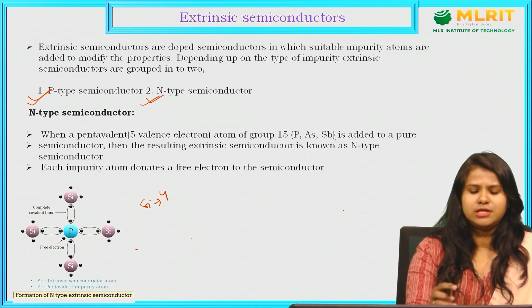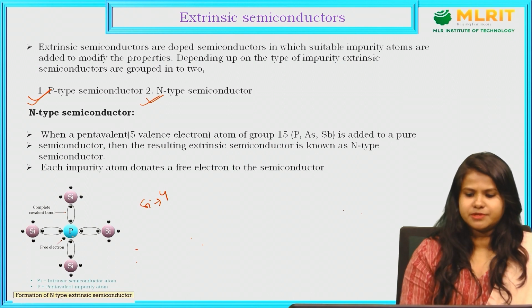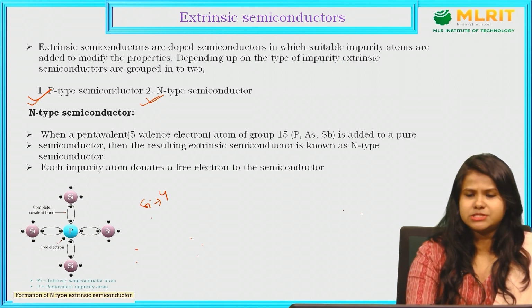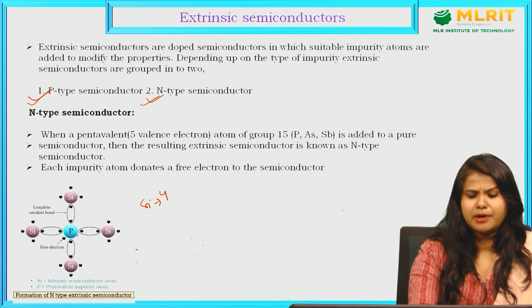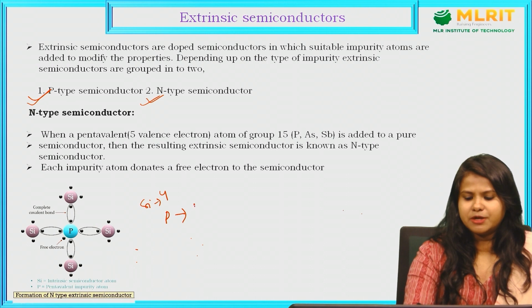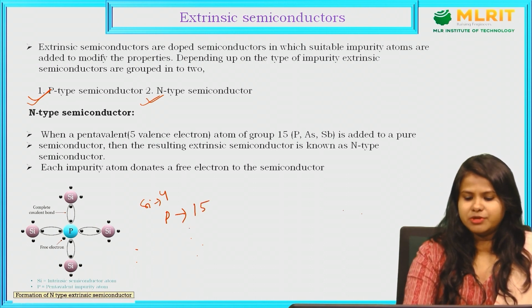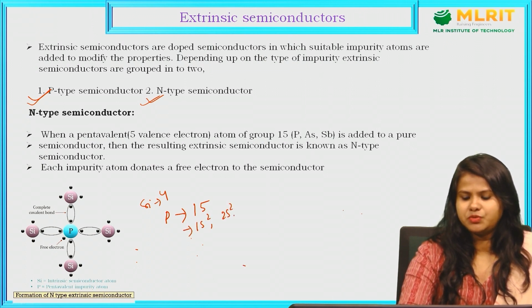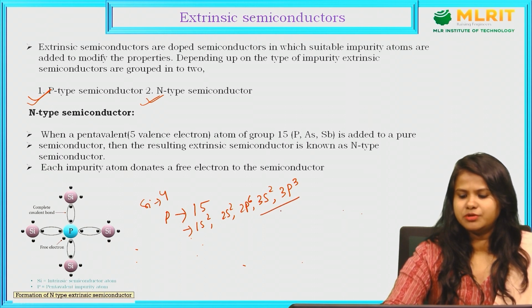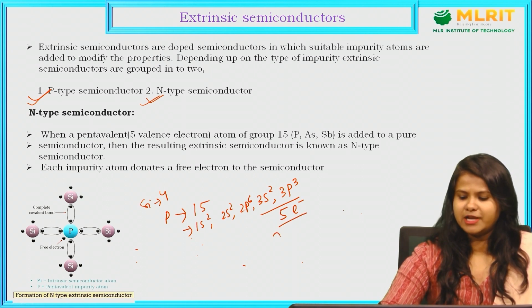We can see here we are taking phosphorus, whose atomic number is 15, and adding phosphorus to silicon. Phosphorus has atomic number 15. So, what is the valency of phosphorus? The valency will be 5. The electronic configuration is 1s2, 2s2, 2p6, 3s2 and 3p3. So, there are 5 electrons in the outermost orbit. So, 5 valence electrons are there.